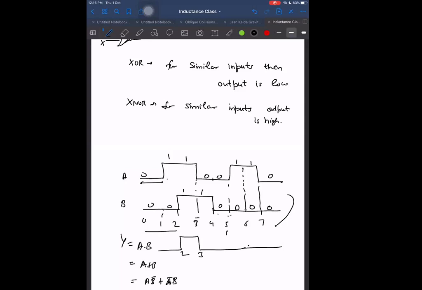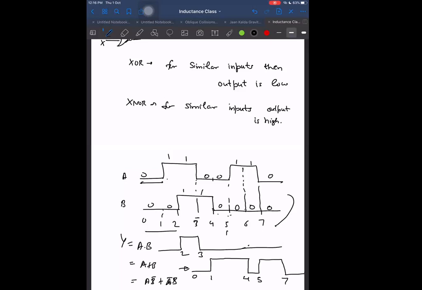It becomes like this. This way. Something like this, 0, 1. And then up to what? Up to 4, 5, 7. That is for OR gate.